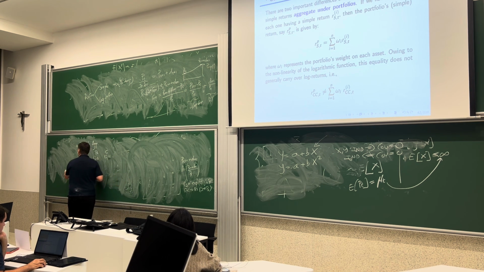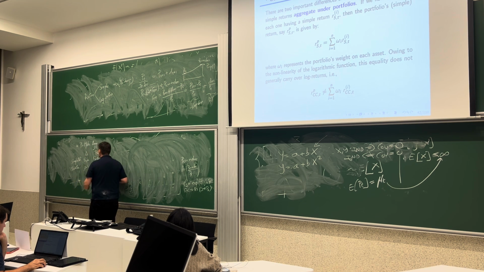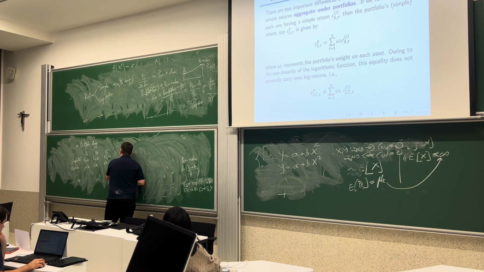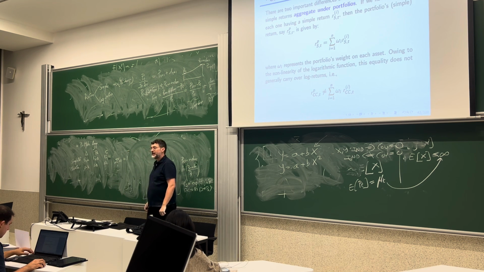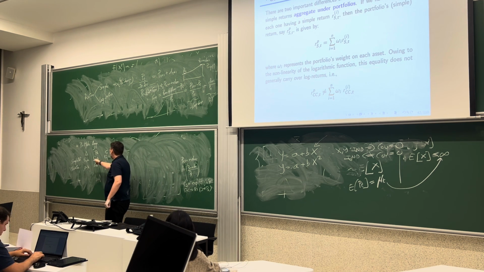So my portfolio has an allocation in which I have invested, let's say, omega 1 on asset 1, omega A, omega B, and omega C. And of course, the sum of all those omegas adds up to the unit. I have invested 40% in A, 40% in B, 20% in C. So what is the overall return on my portfolio?